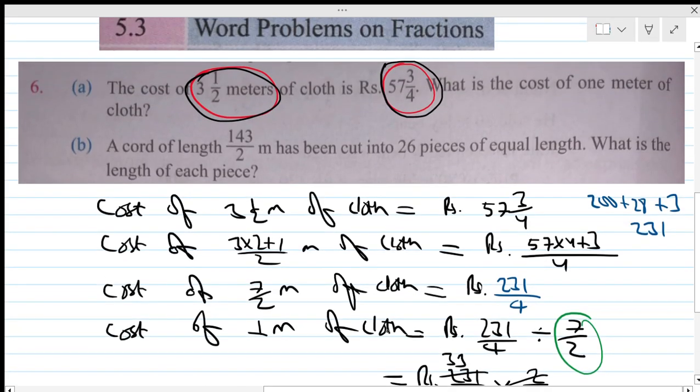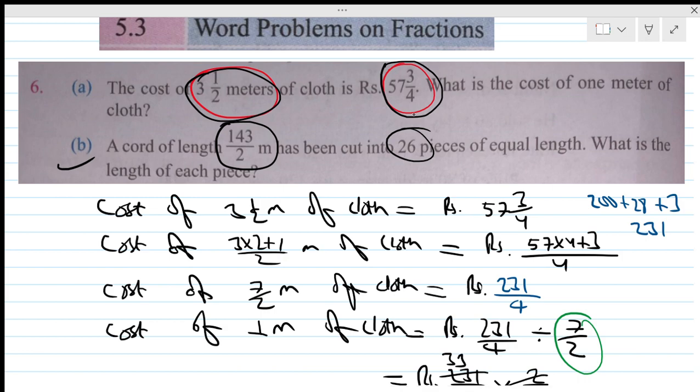And now let's see part B. A cloth of length 143 by 2 meter has been cut into 26 pieces of equal length. So what is the length of each piece? The total length is 143 by 2 meter, and this has been cut into 26 equal pieces. What will be the length of each piece, it is asked. So definitely we have to divide.